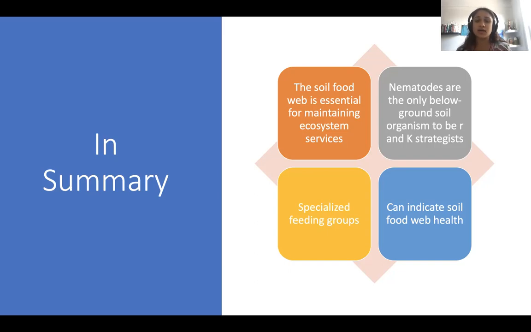And then to reiterate, they're specialized into these different feeding groups. Those feeding groups are bacterivores, which feed on bacteria, fungivores, which feed on fungi, predators and omnivores, which feed on other nematodes, and plant parasitic nematodes. And then they can also indicate soil food web health because they play such an immediate role in organic matter decomposition and are highly regulated by their food sources.